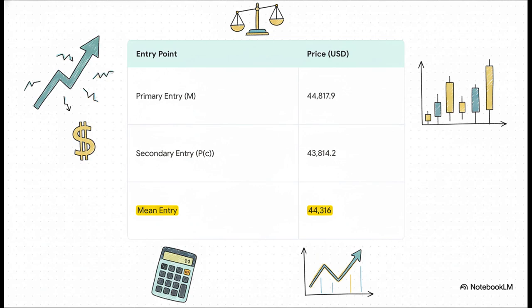The primary entry, that's M, is set at 44,817.9. The model also defines a secondary entry, which it calls PC, at 43,814.2. If you average those two, you get what's called a mean entry price of 44,316. And that number is going to be really important for our risk calculations coming up.